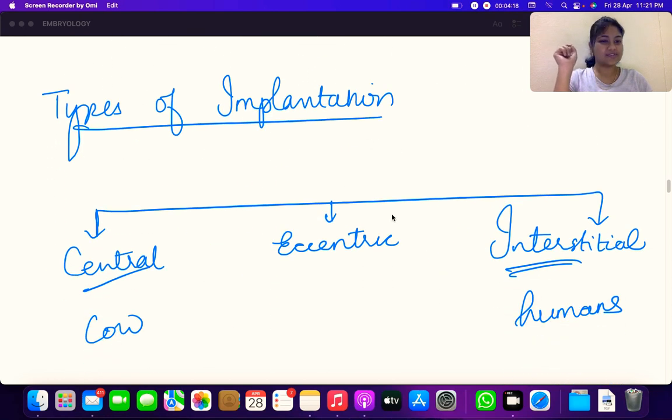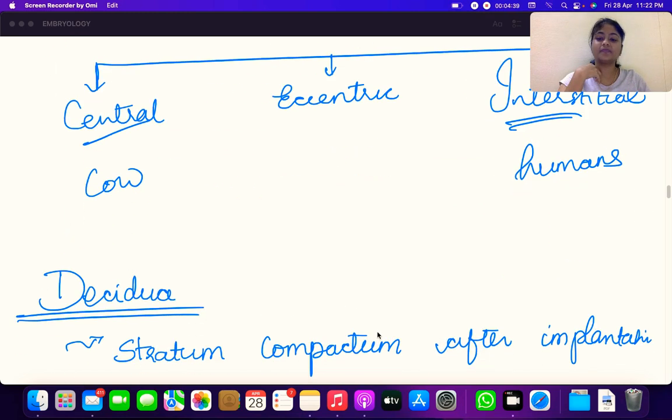There are 3 types of implantation. Central is happening within the cavity, that happens in cows. Eccentric is where the cavity has a nidus connecting with the main cavity, and the implantation happens in the nidus. Example, mouse. Interstitial is where the implantation happens inside the endometrium, and that is in humans.